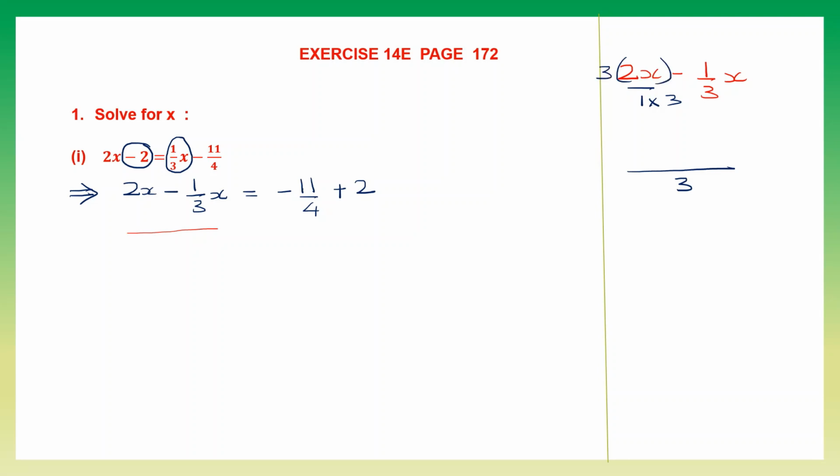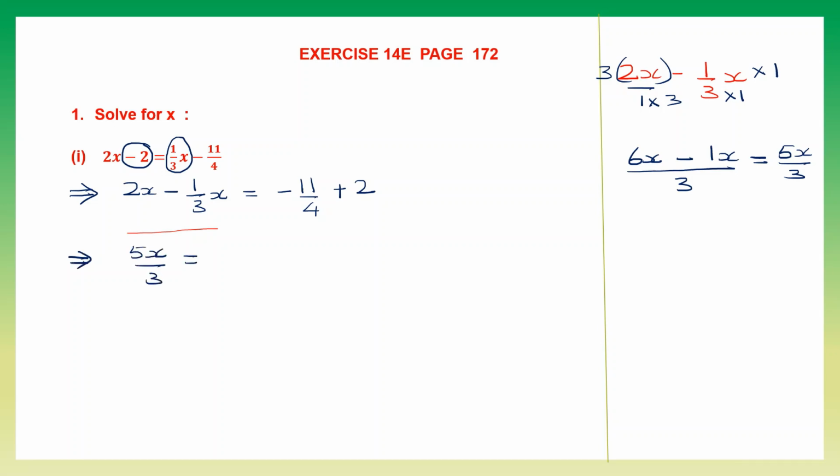So that is 3 2s are 6, 6x. Minus, 3 into 1 is 3, so I need to multiply the numerator by 1, which will give me the same thing, 1x. Now 6x minus 1x, 6 minus 1 is 5. 5x by 3. So on the left hand side I have 5x by 3.